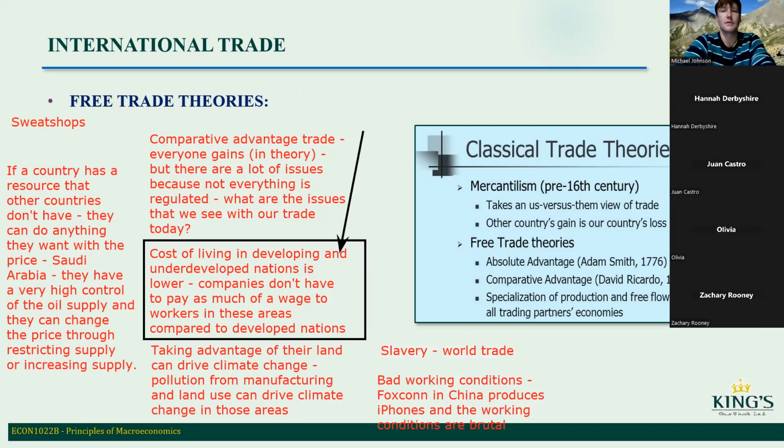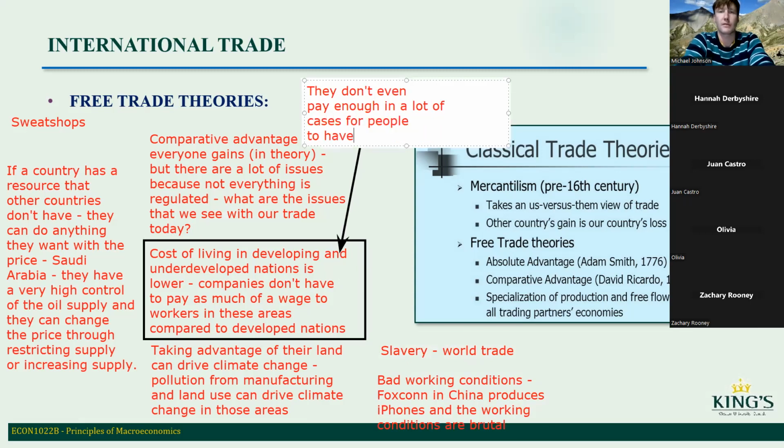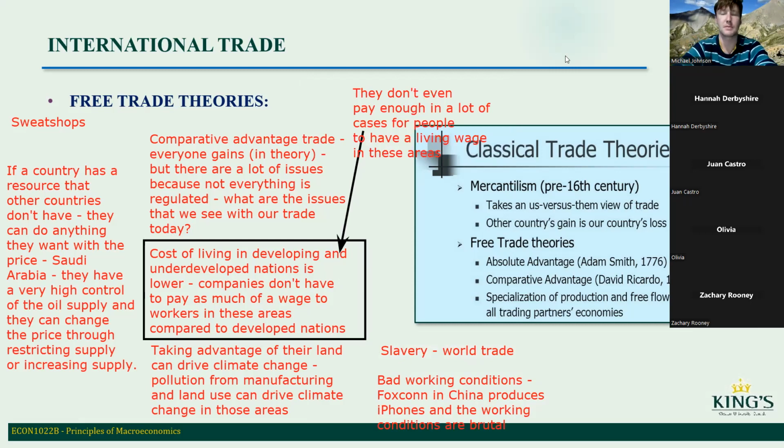So in this case, they don't even pay enough in a lot of cases for people to have a living wage in these areas. So that does happen too. Like, they don't have to pay people as much in those countries for them to live, but they don't even pay them that. So that's a big problem with trade. So these are a lot of issues that we have, and this is why trade has a lot of issues, and they need to iron these out.